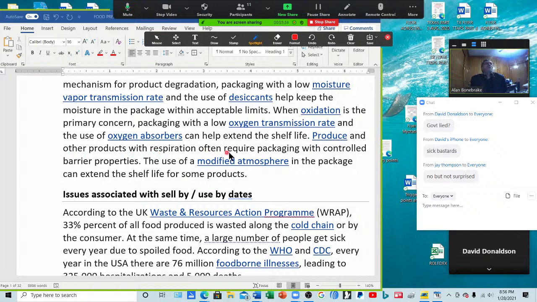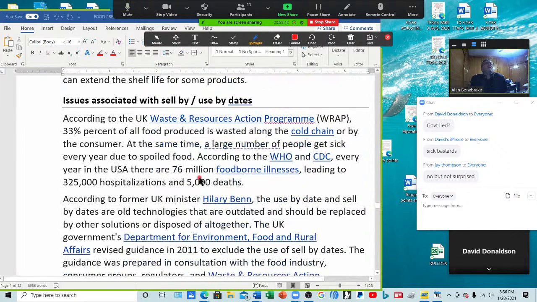Produce and other products with respiration often require packaging with controlled barrier properties. Use of a modified atmosphere in the package can extend the shelf life for some products. According to the UK Waste and Resources Action Program, 33% of all food produce produced is wasted along the cold chain or by the consumer.